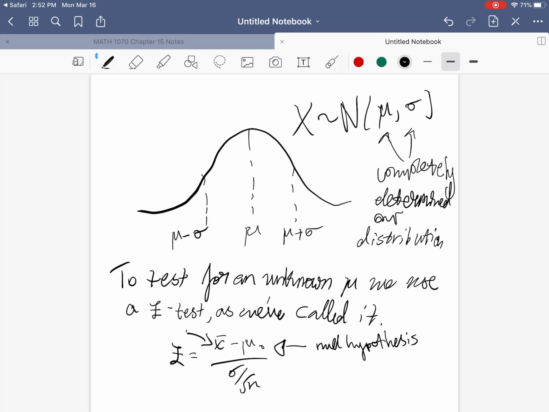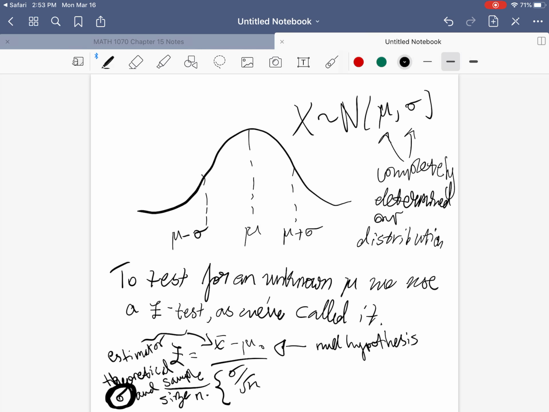And this x bar was our estimate, because the sample mean estimates the mean. So this is, of course, our estimator. And we had our theoretical values: a theoretical sigma and a sample size n. The key note here was that we had the sigma, the standard deviation.